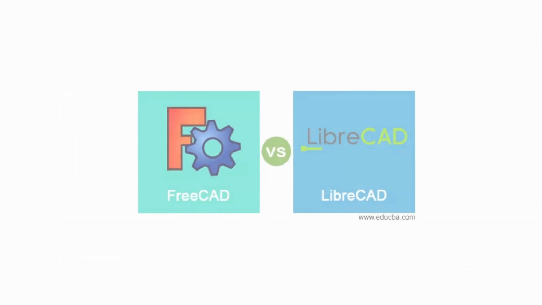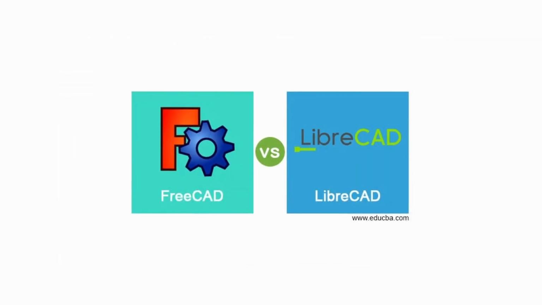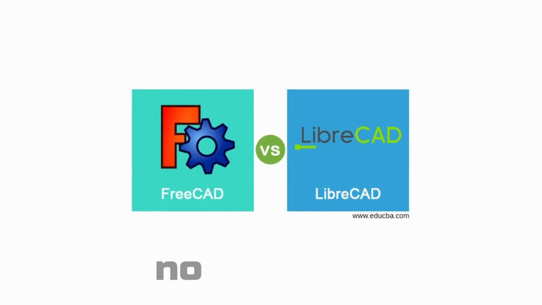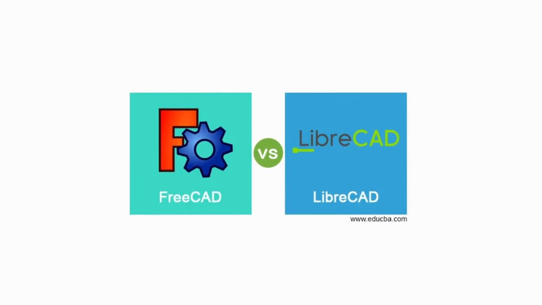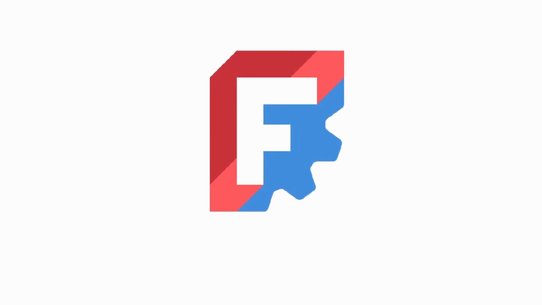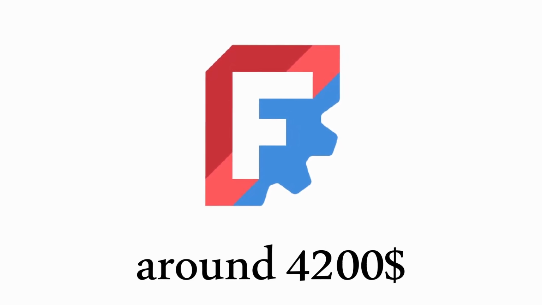IGES files, so you can hand your work off to any shop or client running paid CAD software, and they will never know the difference. That's one professional engineering license, gone. FreeCAD alone just saved you around $4,200.